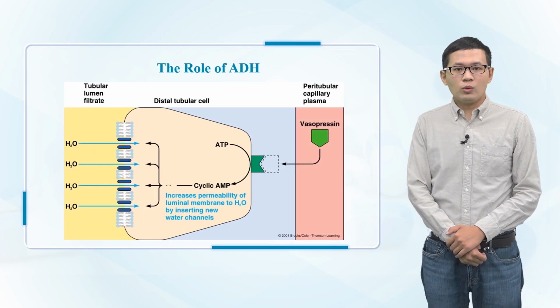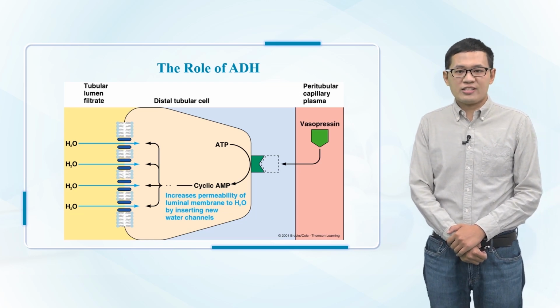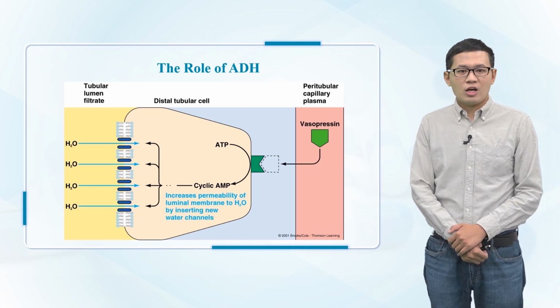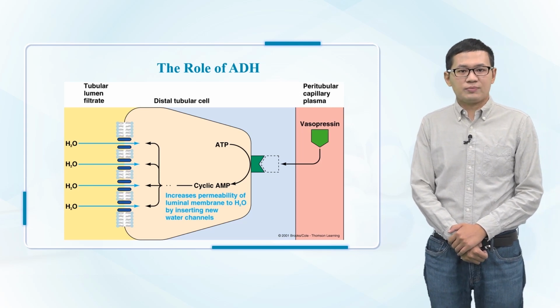With the action of ADH, the distal and collecting ducts could form concentrated or diluted urine by transporting the water. ADH triggers the cell to move the water channels they have in storage over to the apical side, which allows more water to leave the urine. The permeability of the luminal membrane to water increases.